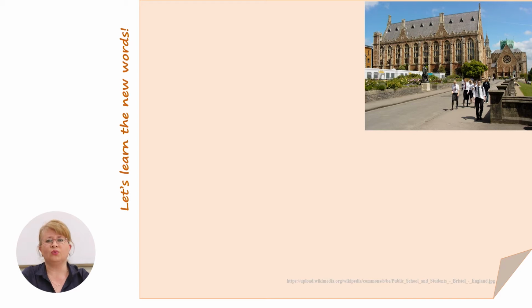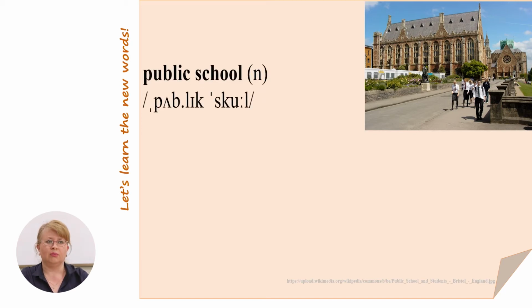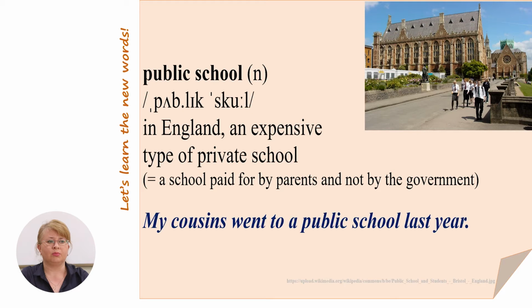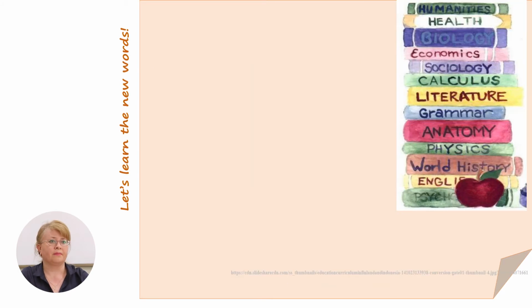Now let's learn some new words in order to read a text, an interesting text about school. So the first word is public school. Public school. In England, it's an expensive type of private school, a school paid for by parents and not by the government. Alright, for example, my cousins went to a public school last year. The next one is curriculum.